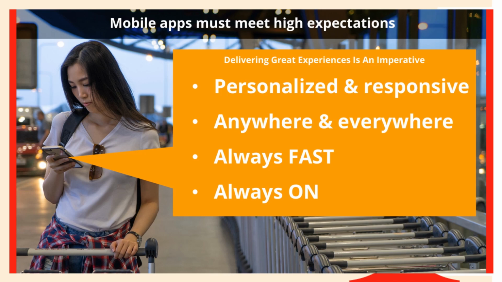And to make matters worse, users are pesky, right? They're constantly moving around in and out of network coverage, and that makes meeting these kinds of expectations even more difficult. So how can an app deliver always fast, always on experiences under these types of conditions?